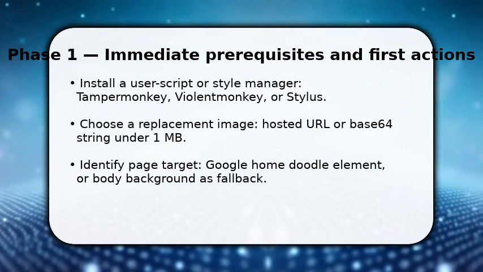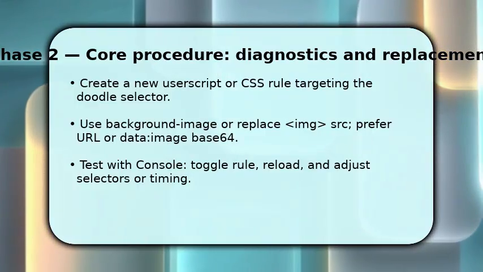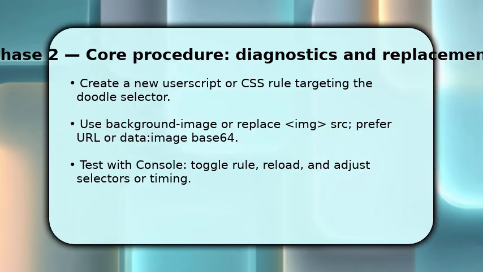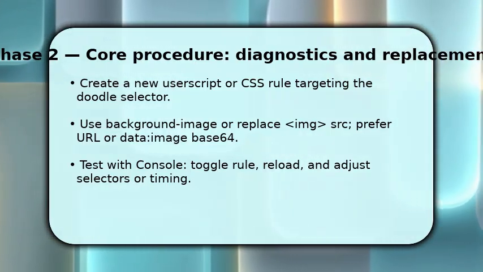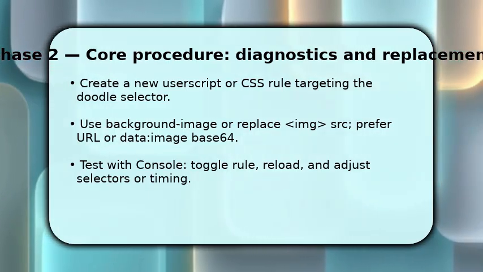Now you craft the rule that swaps the doodle. In a user script, wait for the element, then set its src or replace inner HTML. In CSS, target the doodle selector and apply background image, URL, your URL with background size, contain. Once done, reload Google.com and watch for timing issues.